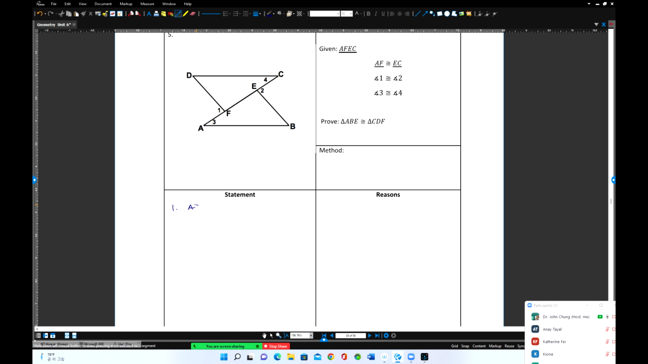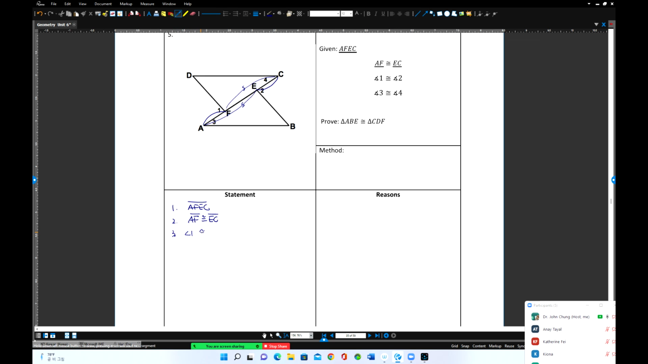AFEC is a straight angle, a straight line over here. That's why we can say these two angles are supplementary, okay? Second one is AF congruent to EC. That is part of the given, the length. We need to find what? AE congruent to FC, right? That is a side anyway. We got one side.